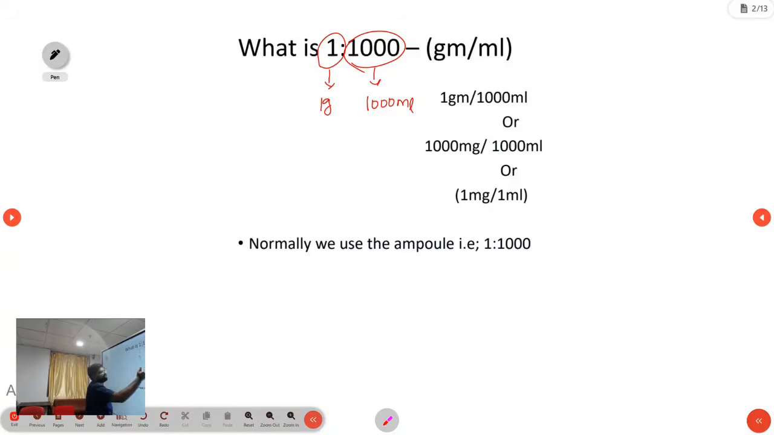If you break it down further, here 1 gram we can write as 1000 milligrams, which will be present in 1000 ml, or else simply we can break it down and write 1 mg present in 1 ml. Here the total 1:1000 is nothing but 1 mg in each ml. So now we have discussed the 1 in 1000 dilution.